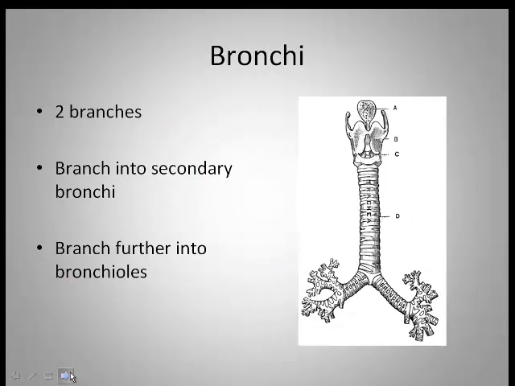So we have our bronchi. Our trachea branches into two branches. These are our bronchi, so you can see here our two bronchi. Bronchus is the singular. These are going to branch into secondary bronchi, so you can see the branching here, and then they branch even further into our bronchioles. Our bronchioles eventually reach our alveoli. The further you go down with the branching, the thinner the walls get, and the walls are going to be the thinnest once we reach our alveoli.